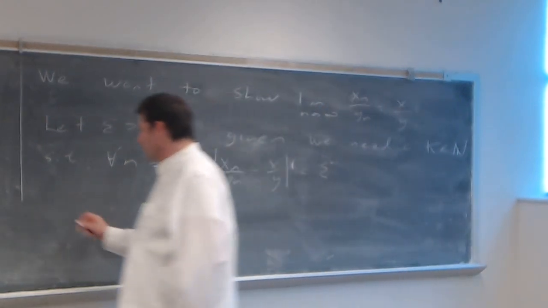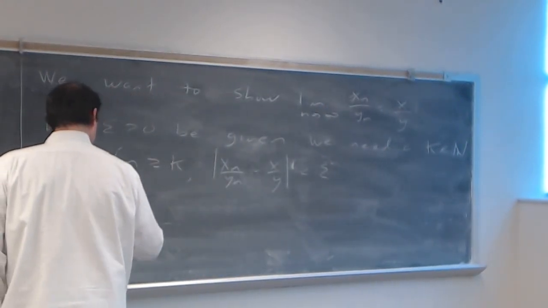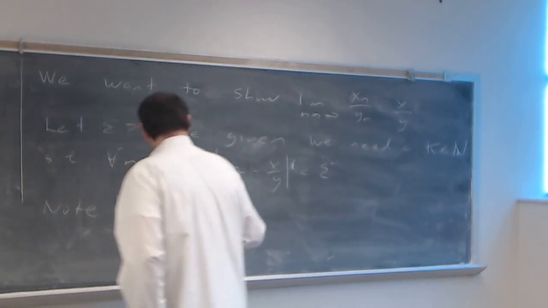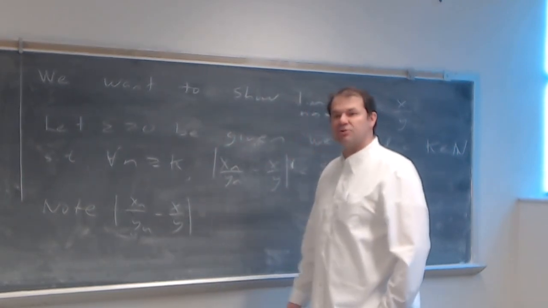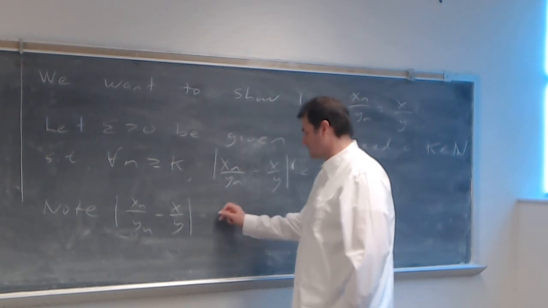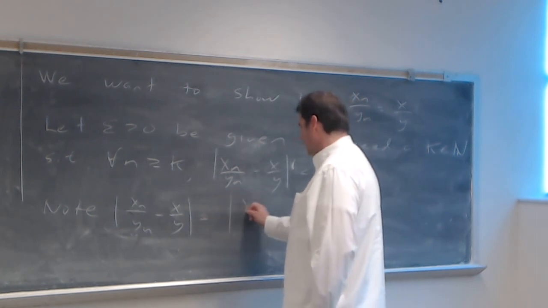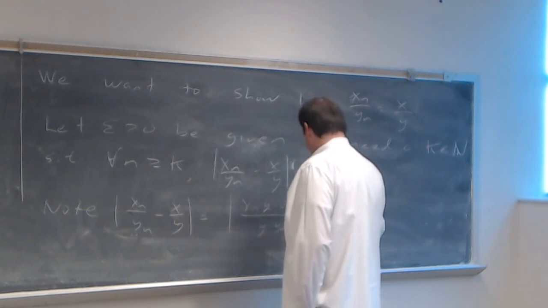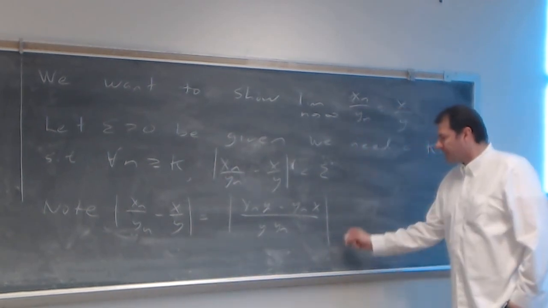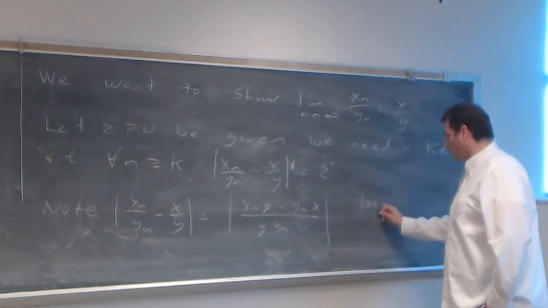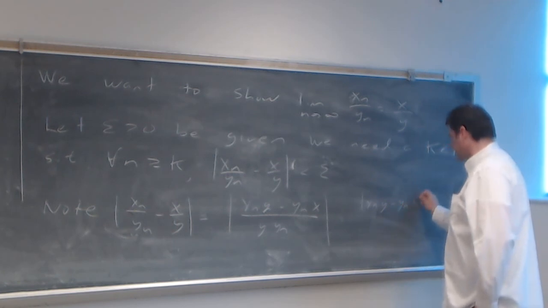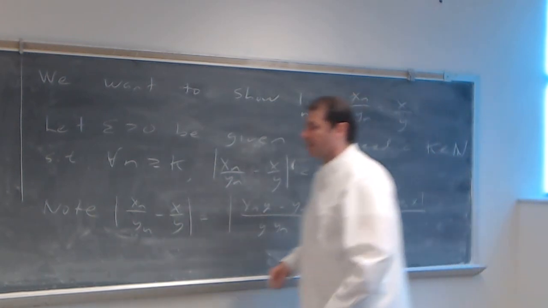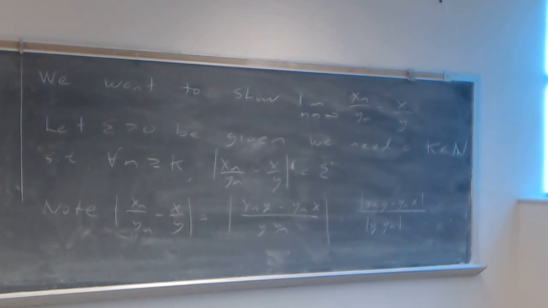Okay, so here, what we do is we know x sub n over y sub n minus x over y. That's the guy we want to be inside absolute values, to be less than epsilon. And since we're subtracting two fractions, we get a common denominator, possibly to try to simplify this. And so here we'll say this is x sub n y minus y sub n x over y sub n y. And that's the value of x sub n y minus y sub n x over the absolute value of y times y sub n. That's equal.